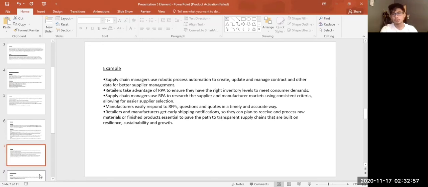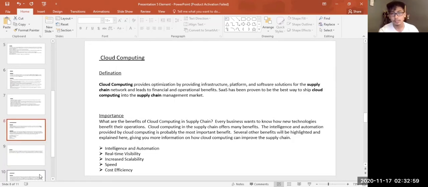So we go to the last ones. The second last is about cloud computing. The definition of cloud computing is optimizing by providing infrastructure, platform, and software solutions for the supply chain networks and leads to financial and operational benefits. SaaS has been proved to be the best way to bring cloud computing into the supply chain management market.